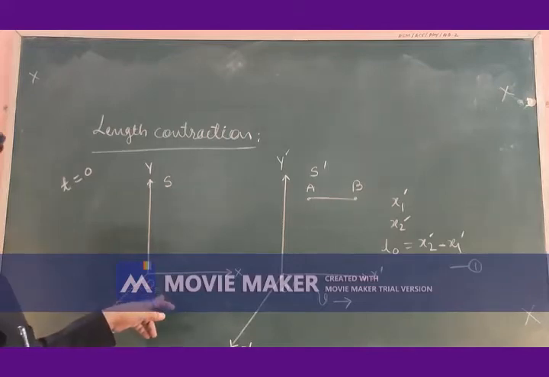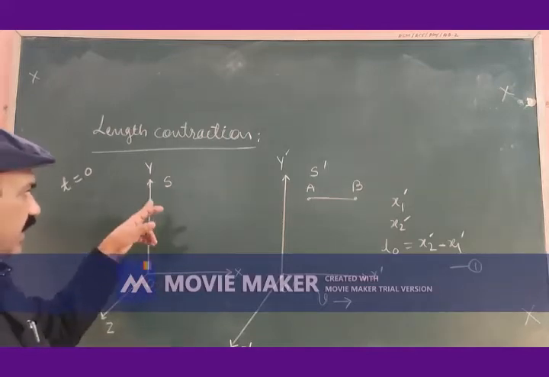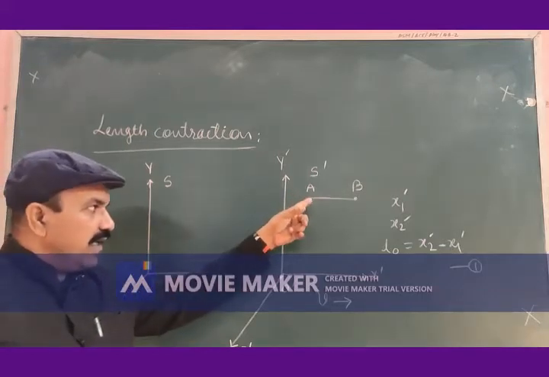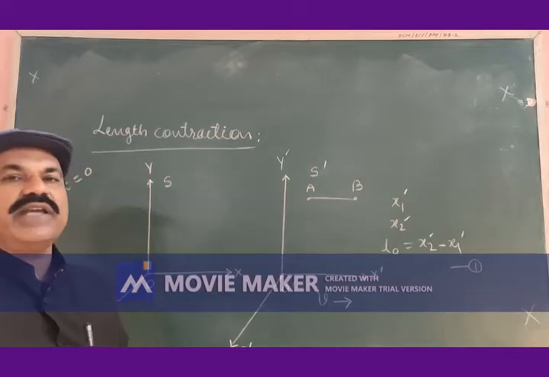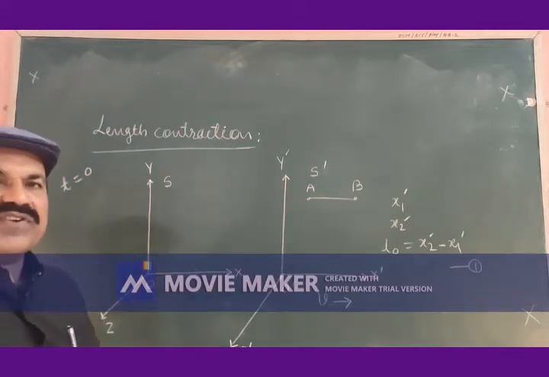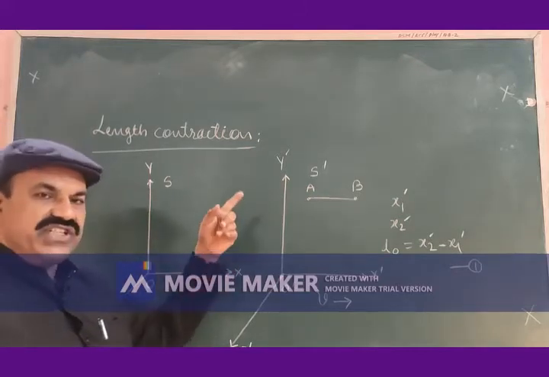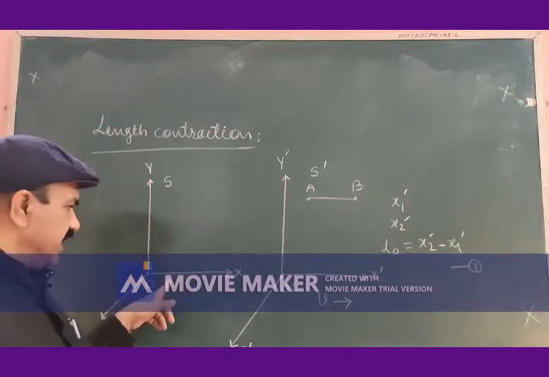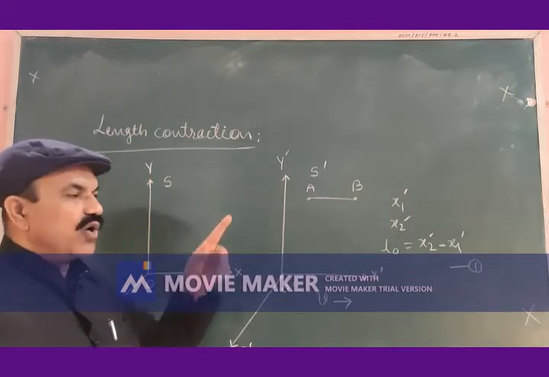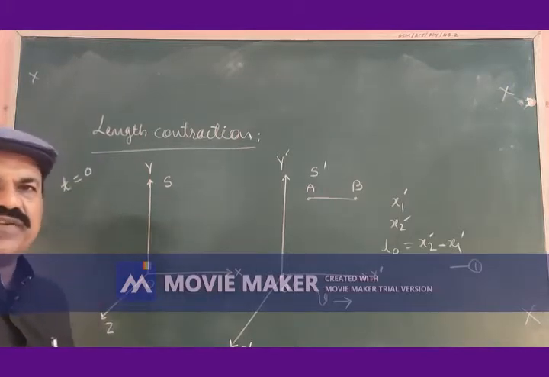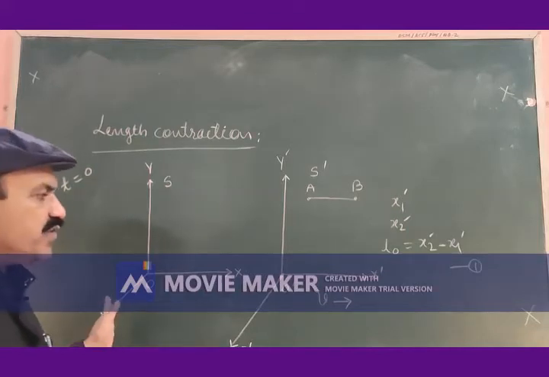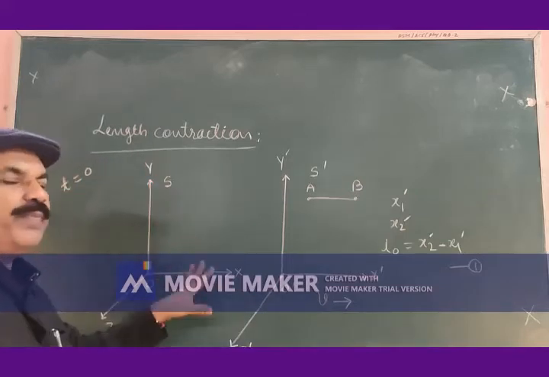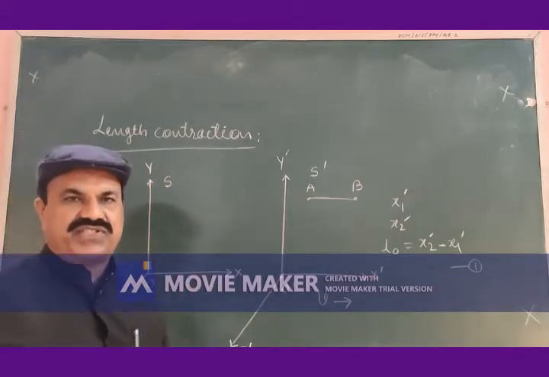The observer O in frame of reference S also observes the rod AB in the frame of reference S dash. In S dash it is stationary. For frame of reference S and for the observer O, rod AB is not stationary. Rod AB is moving away with constant velocity v from the frame of reference S.